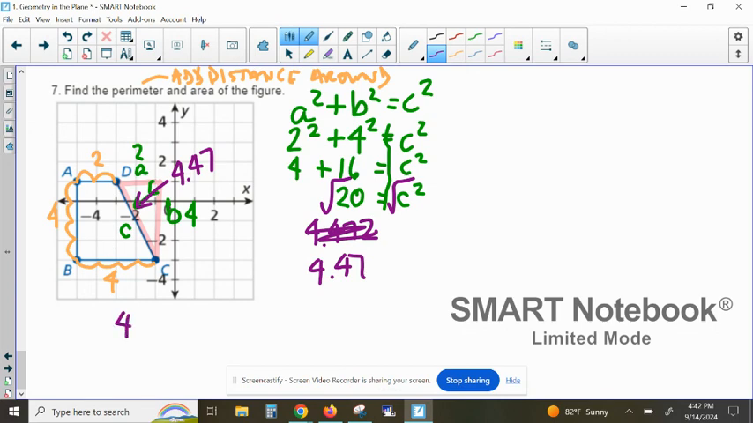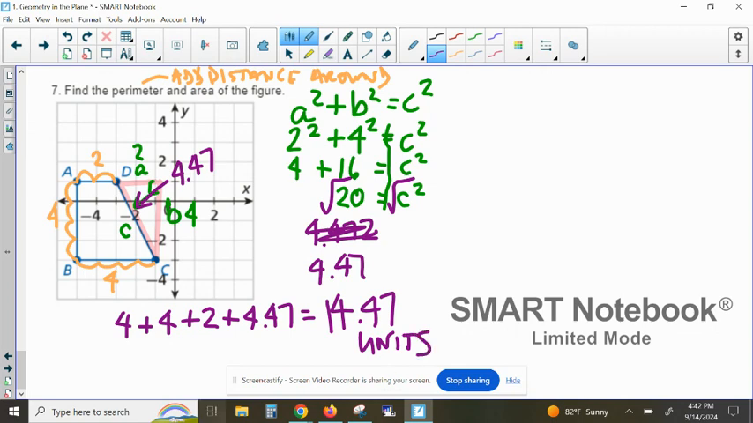Okay, now I have all 4 sides of my shape to get my perimeter. So I have the 4 on the bottom, I have the 4 on the left. These are all my orange ones. And then my new side I just got was 4.47. So those are my 4 sides. 4 plus 4 plus 2 plus 4.47. 4 plus 4 is 8. That's 10. So I'm going to get 14.47 units.